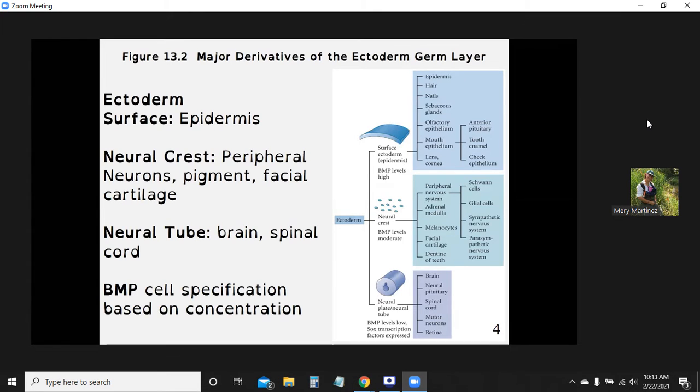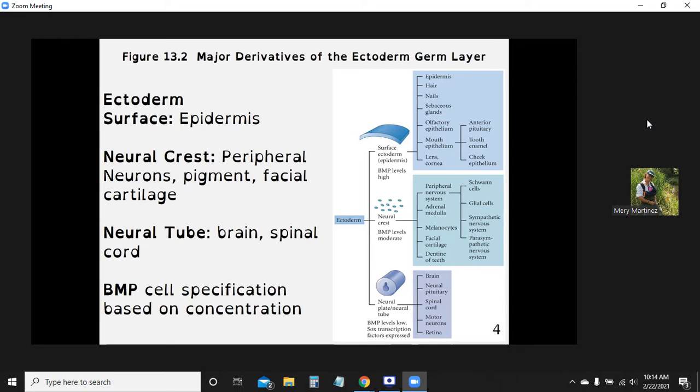So from that single flat layer, plate, okay, of the epidermis, we're going to have different groups of cells. So the ectoderm is the surface, the epidermis, okay, which will constitute the largest organ of the vertebrates. The epidermis is the largest organ that we have. Then one section will become the neural tube. Okay, and then the neural tube, we're going to see, will have the brain, neural pituitary gland, the spinal cord, motor neurons, and the retina. So all the pigmented parts that make the melanocytes and so on.